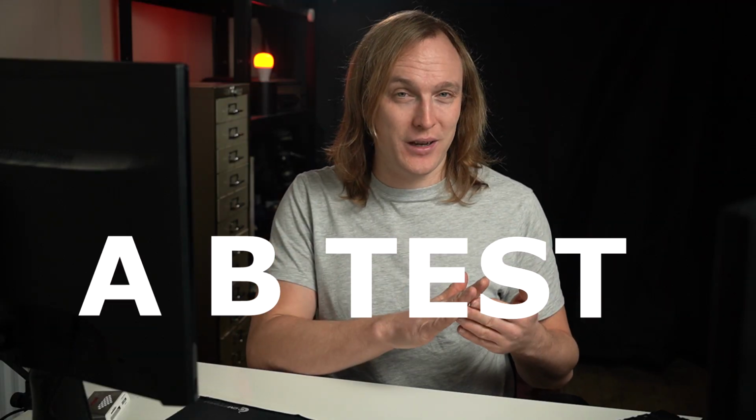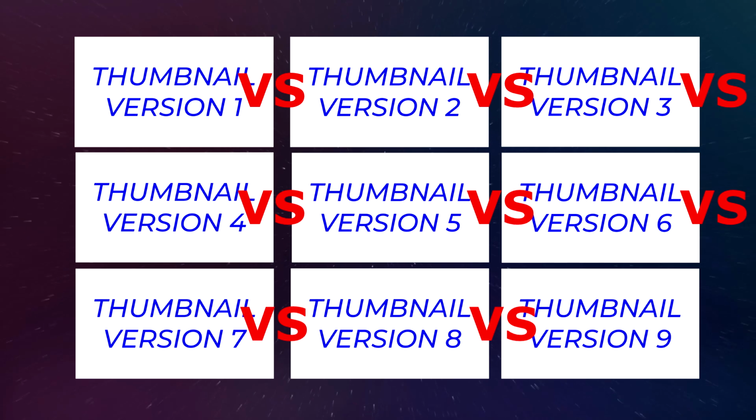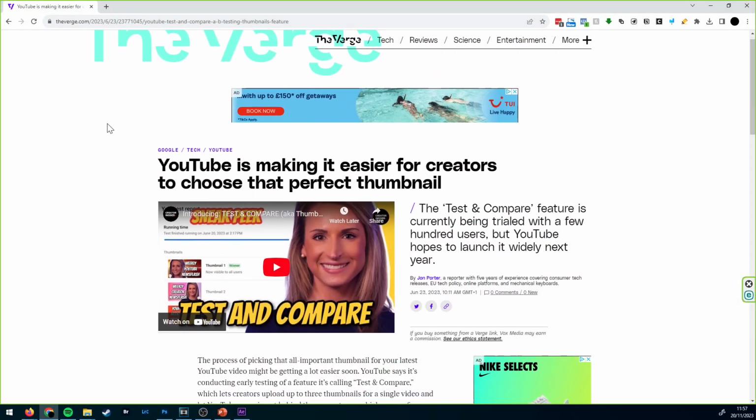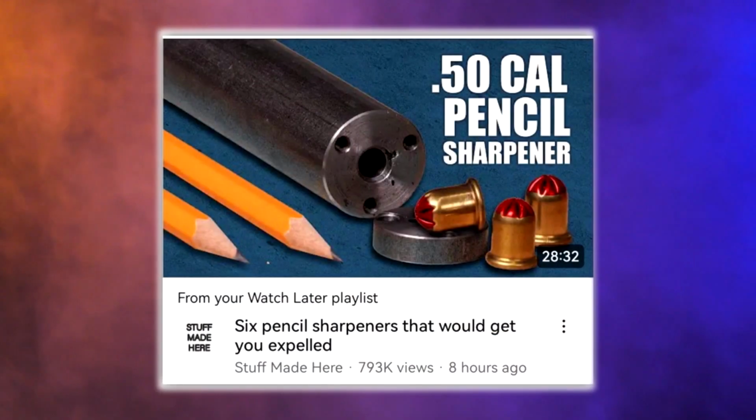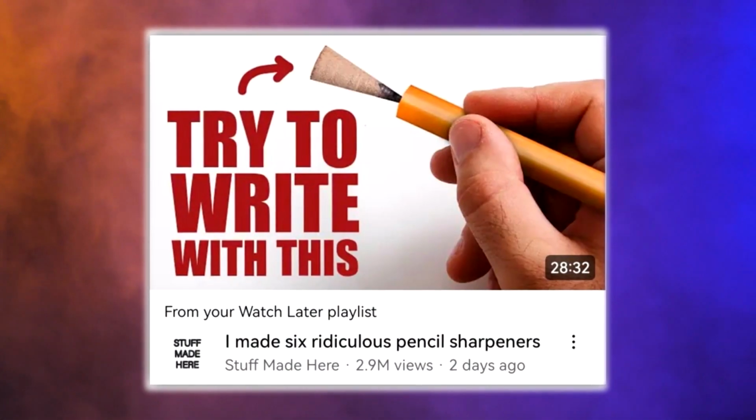Top YouTubers will all A/B test their thumbnails. They will take a thumbnail, make multiple variations, and then test them to see which performs the best. You can do this inside of TubeBuddy, and the feature is being added to YouTube, hopefully by the end of 2023. I caught Stuff Made Here testing different thumbnails on the same video. At 800,000 views, it had this thumbnail, and then a few days later it had changed to this one.